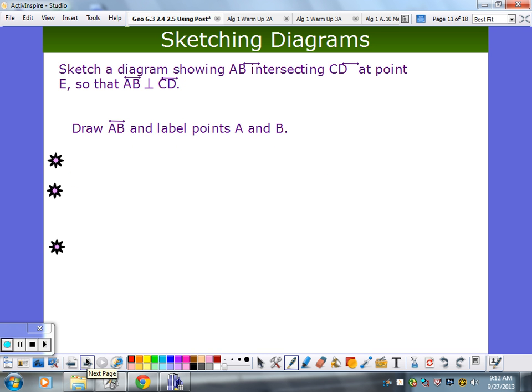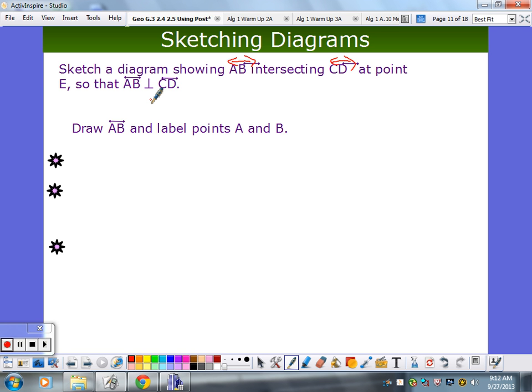So this one, I don't believe is on your diagram, but just try this one on your own. Sketch a diagram showing AB intersecting line CD at point E so that AB and CD are perpendicular. If you don't know what this little symbol means, it means perpendicular. So see if you can draw that, and we'll see how we do it. I'm giving you your start here. Draw line AB, and label the points A and B.